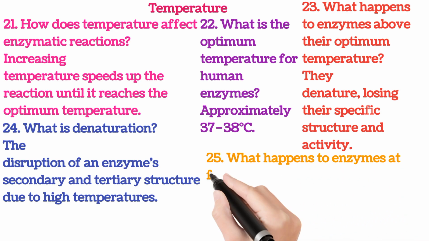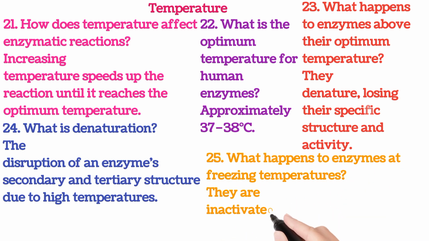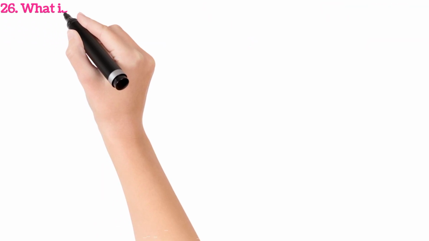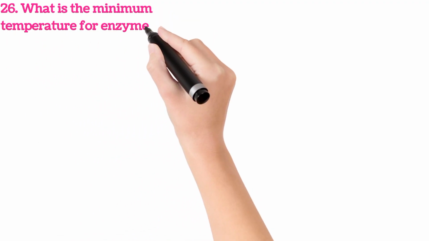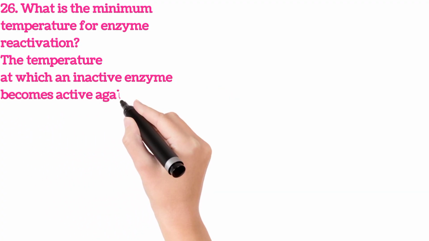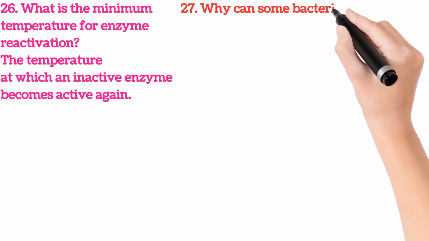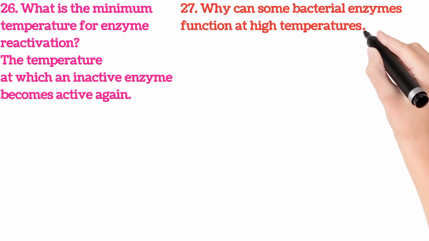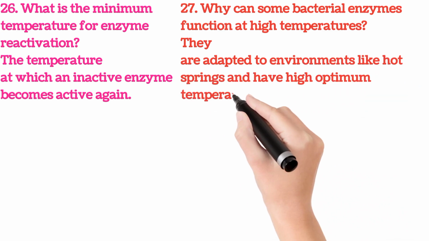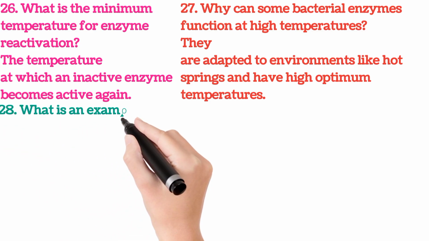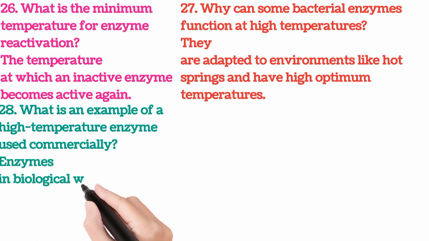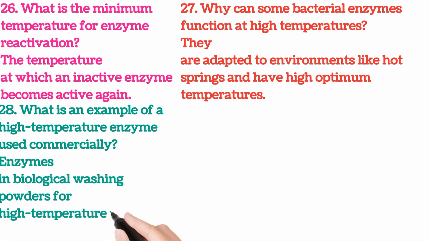25. What happens to enzymes at freezing temperatures? They are inactivated but not denatured and regain activity when warmed. 26. What is the minimum temperature for enzyme reactivation? The temperature at which an inactive enzyme becomes active again. 27. Why can some bacterial enzymes function at high temperatures? They are adapted to environments like hot springs and have high optimum temperatures. 28. What is an example of a high-temperature enzyme used commercially? Enzymes in biological washing powders for high-temperature washes.